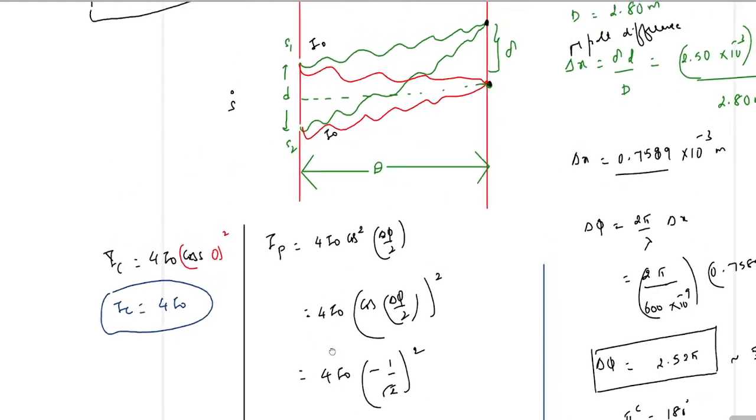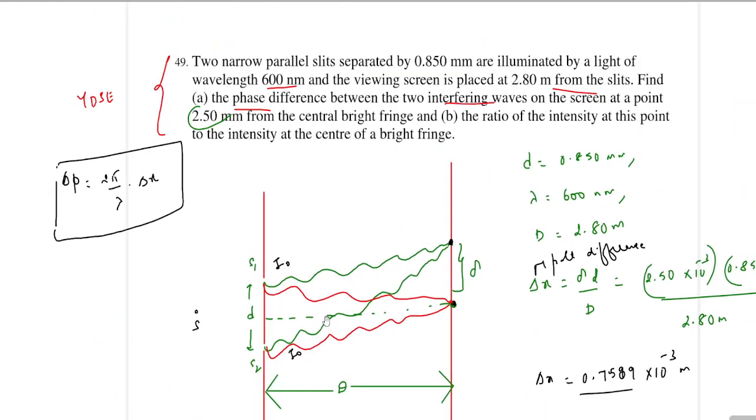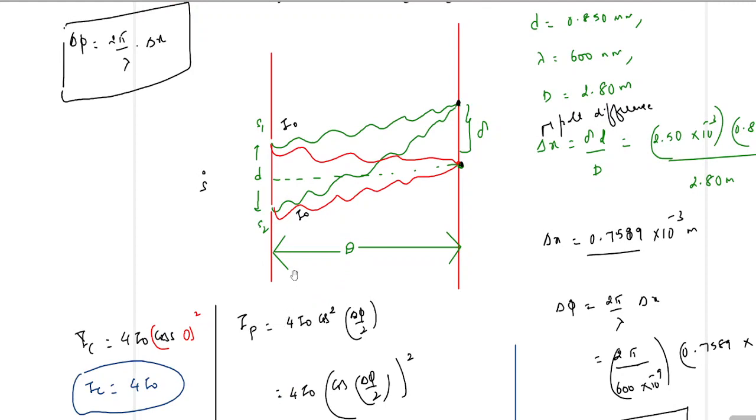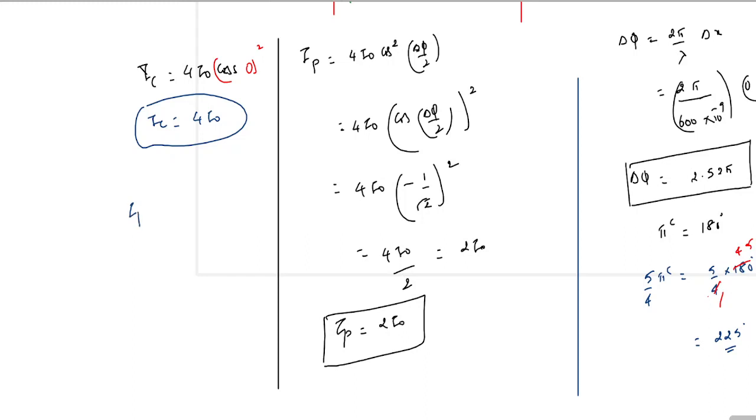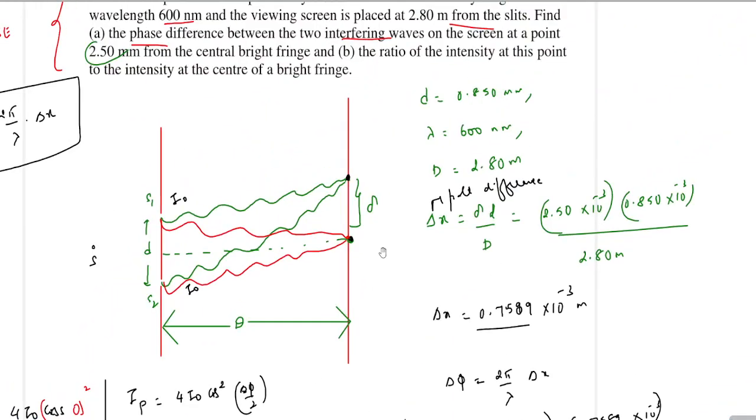Now the question says, find the ratio of intensity at this point, which is I P, by intensity at center. So what we need to find is the intensity at the given point by I at C, which is 2 I naught by 4 I naught, that is equal to 1:2. So this is the required answer. It's quite a lengthy problem here. In exam, I don't think there are such lengthy problems. They ask you any one of these only, or else even worse, they'll ask you simple numericals only based on Young's double slit experiment. So practice those numericals.